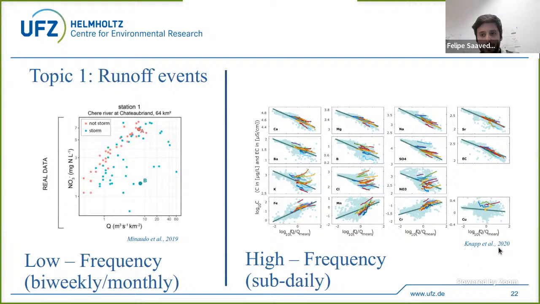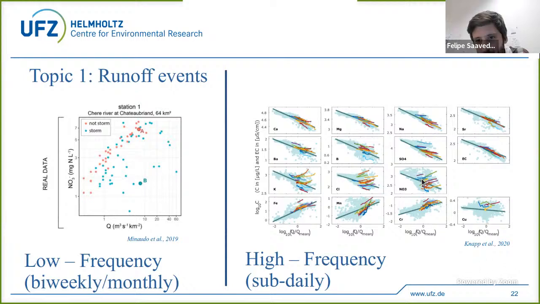2020 in one single catchment, but with high frequency data. So sub daily samples, they were measuring all the time, different compounds. And they found that if you take all the long term data and you fit a CQ line, for example, let's see nitrate immediately here, you will see that there's a clear dilution pattern. So more discharge, you have less concentration.